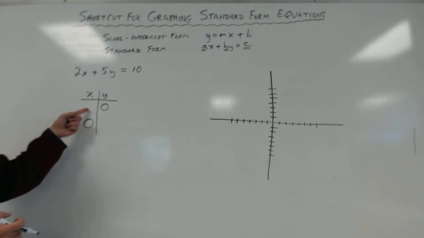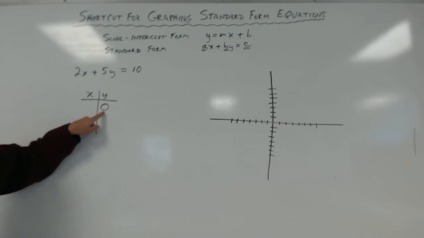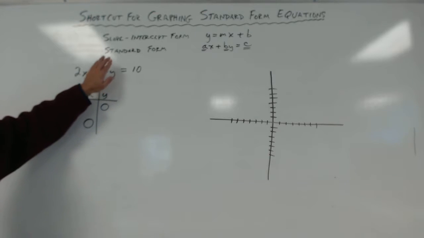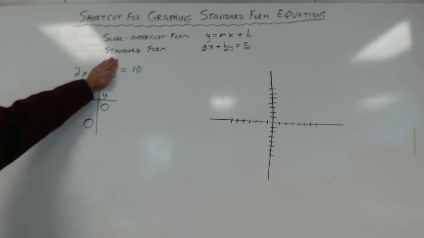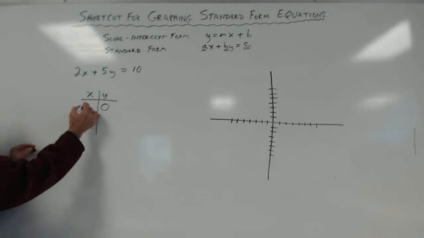Okay. So when y is 0, everybody look up here for a second. When y is 0, look what I'm going to do. I am going to cover up 5y. 5 times 0 is just 0. It no longer exists. All I have is 2x equals 10. Divide both sides by 2. X is 5. So when y is 0, x is 5. I'm going to put my 5 right here.